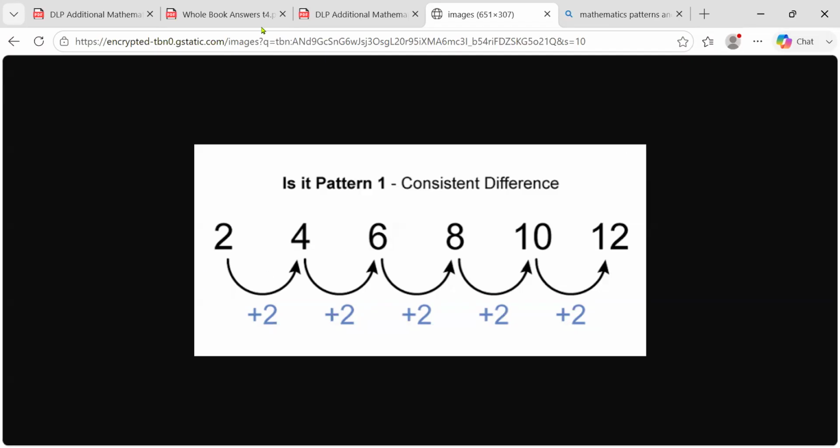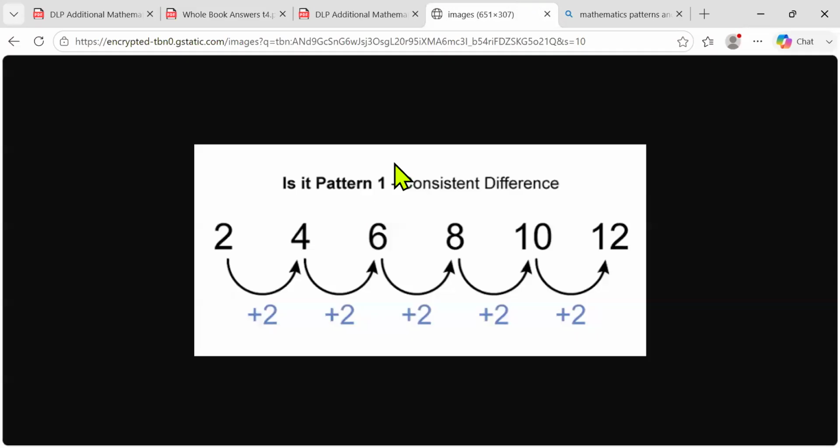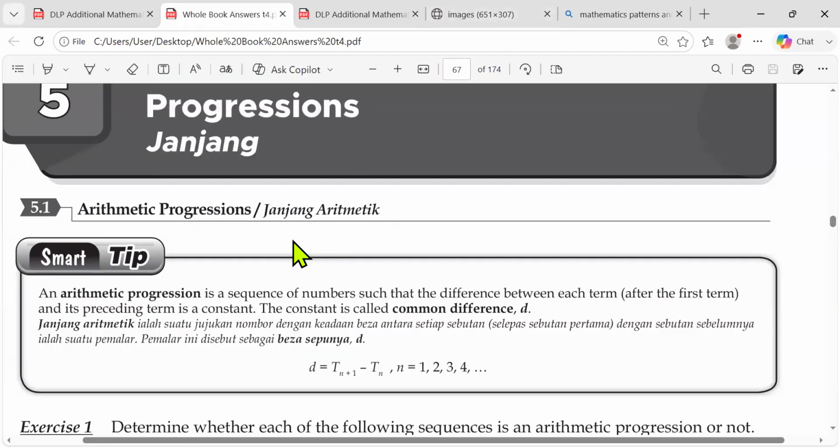So this is called arithmetic progression. If it is plus or minus the same thing each time, it is an arithmetic progression. So look at the definition. It is a sequence of numbers where the difference between each term and its preceding term is constant. The difference is the same. So this one we call arithmetic progression.